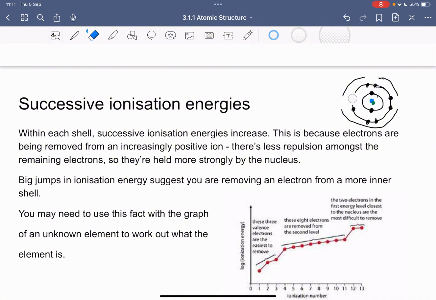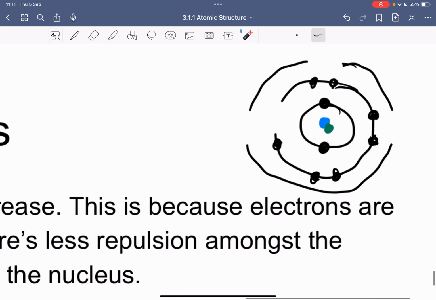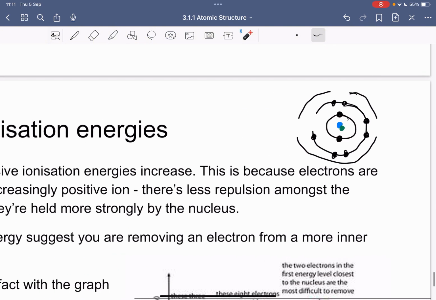Here, there's less shielding. Because before, when I was removing from the third shell, there were two shells in between the nucleus and the third shell, so there was more shielding. Now, when I'm removing from this shell, the only shielding is these electrons here. So there's less shielding.